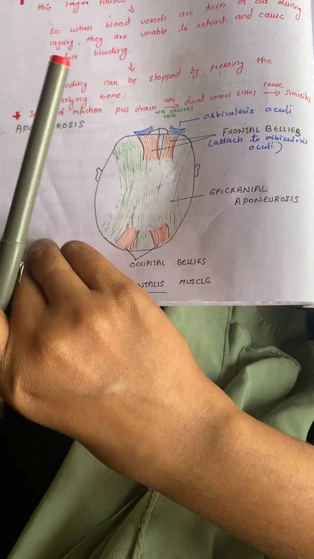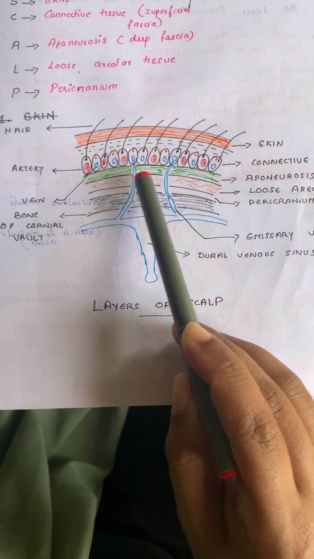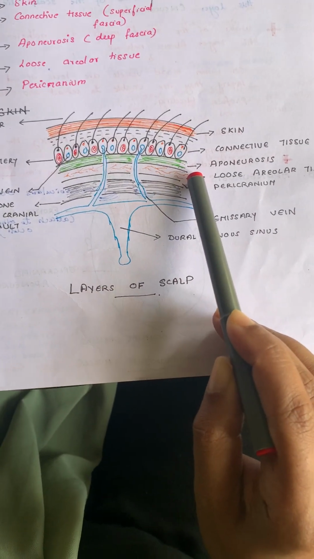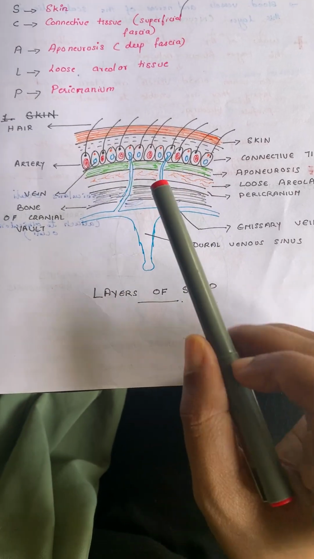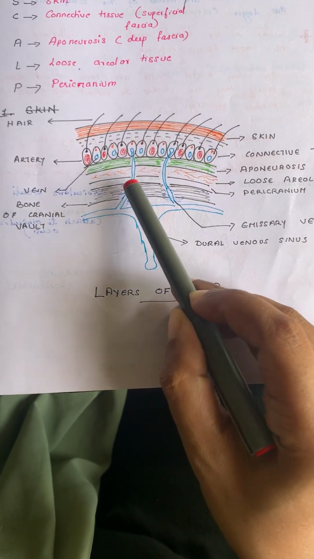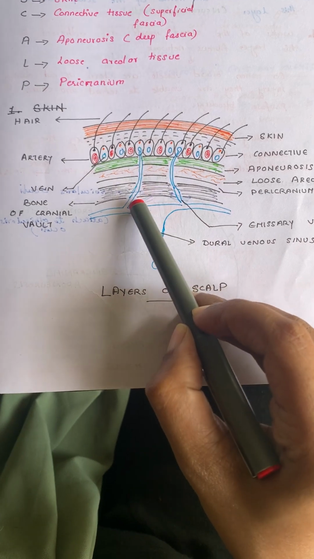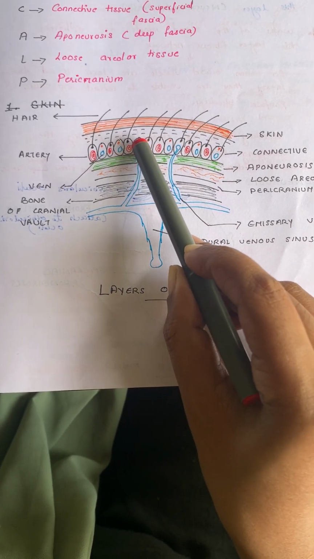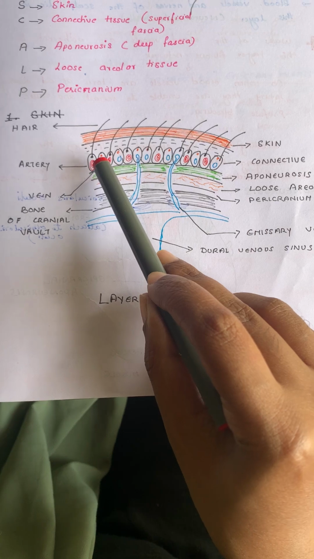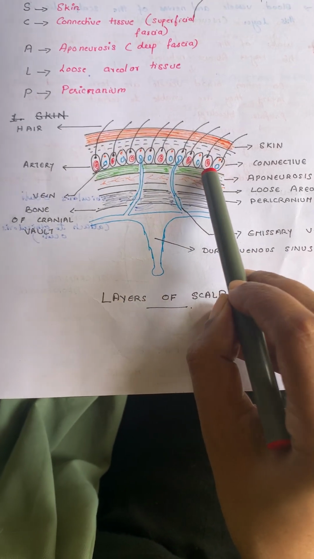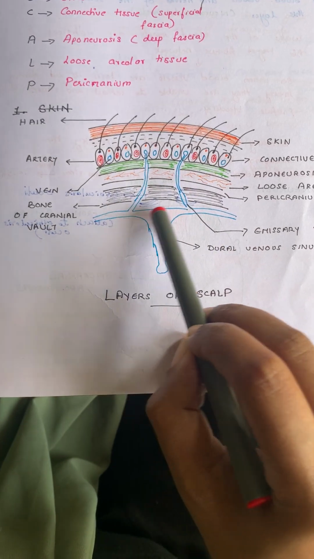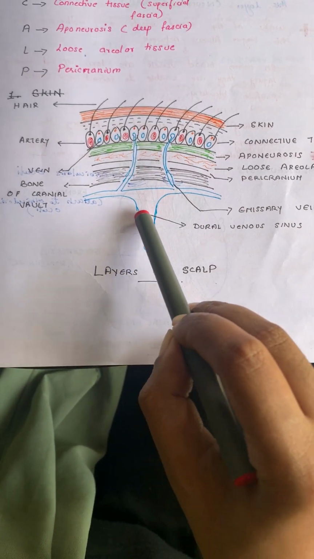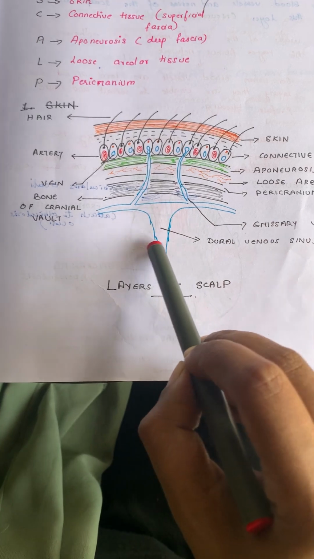The next layer, that is the layer marked here, is the loose areolar tissue. The loose areolar tissue is traversed by the emissary vein. This is the emissary vein. It connects the second layer of the scalp, that is the connective tissue, to the intracranial dural venous sinuses. Here are the dural venous sinuses.